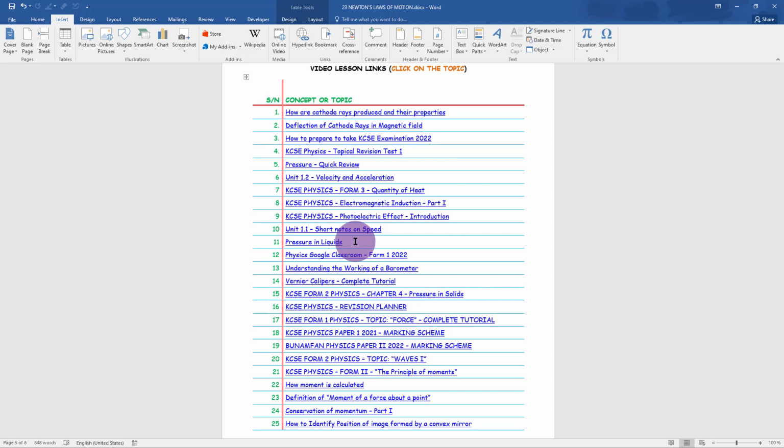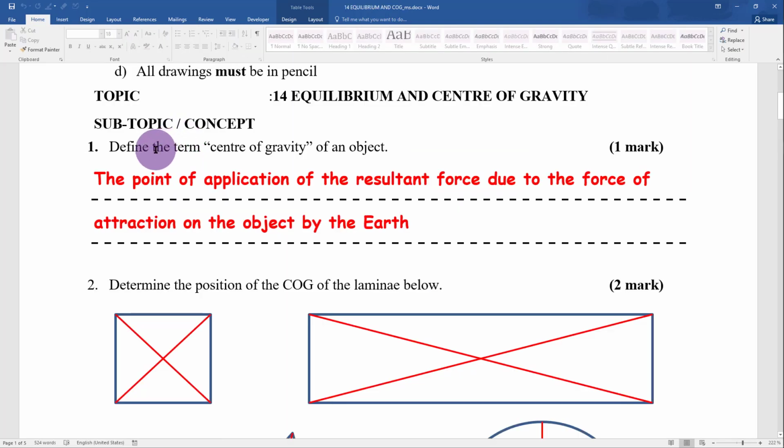And let's go straight to the marking scheme. So in the first question, you are asked to define the term center of gravity, or COG, of an object. And this is the point of application of the resultant force due to the force of attraction on the object by the earth. This force of attraction on the object by the earth is called the weight of the object. So the point through which the weight of the object passes through or seems to act is what we refer to as the center of gravity of an object.